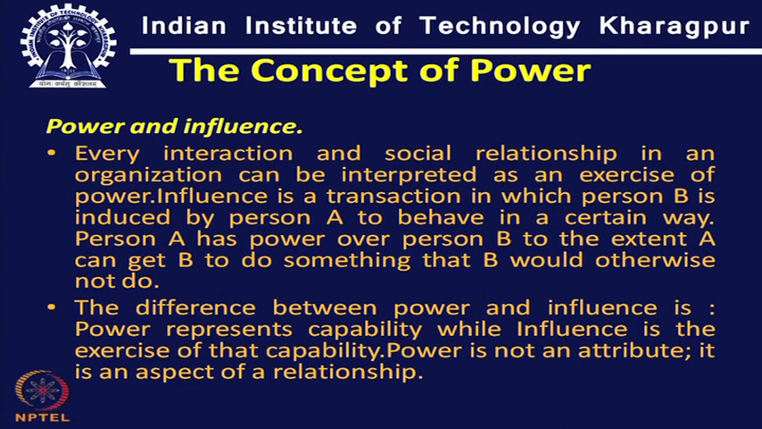Influence is the exercise of the capability, the extent to which one has power over the other person. We can see from the definition here that influence is a transaction in which person B is induced by person A to behave in a certain way. Person A has power over B to the extent A can get B to do something that B otherwise would not do. So, power is the capability and influence is the exercise of that capability.